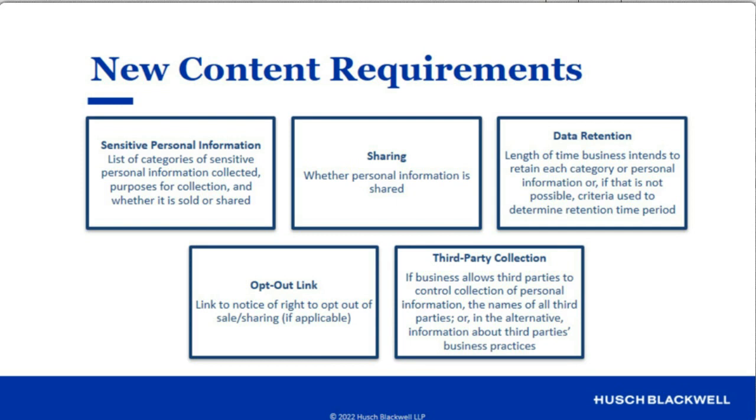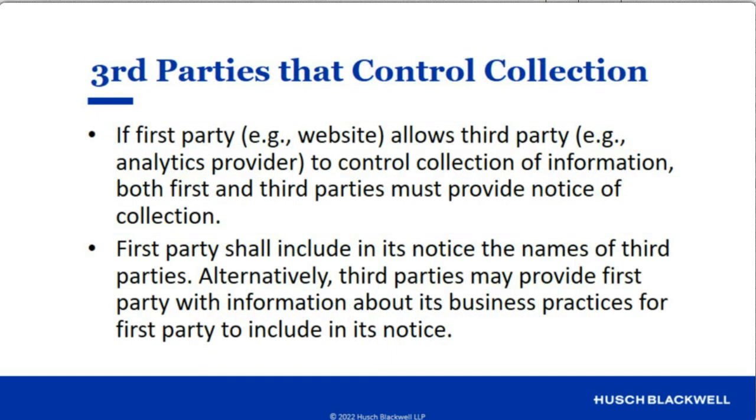If applicable, the business needs to include the link to the notice of right to opt out of sale or sharing. And then if a business allows a third party to control collection of PI, that business needs to also include the names of all of those third parties. So I'm actually going to talk about this new requirement a little bit more.